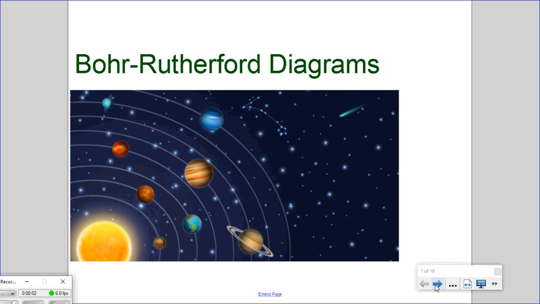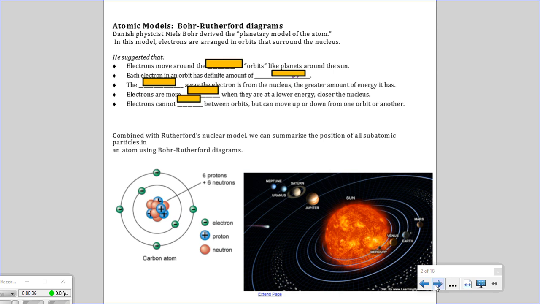In this video, we will go through how to do Bohr-Rutherford diagrams. A Bohr-Rutherford diagram is a way of representing the atom. This was derived by the Danish physicist Niels Bohr, who came up with this idea of the planetary model of the atom. In this model, electrons are arranged in orbits that surround the nucleus.